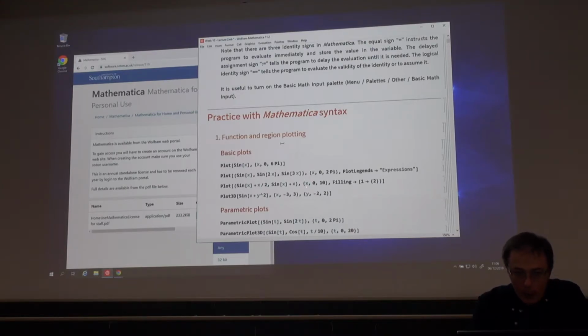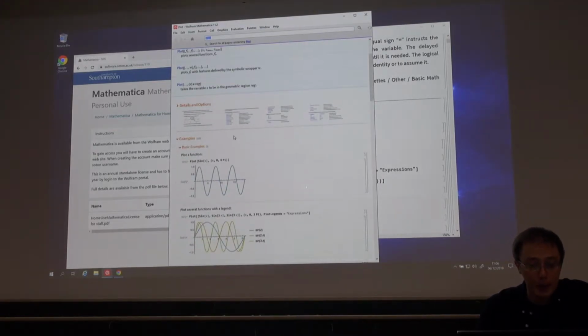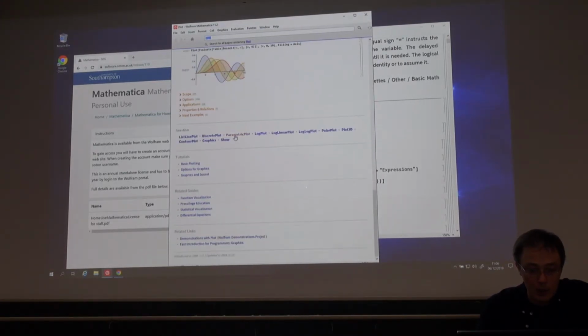We will all have the need to plot various things, separately, simultaneously, and so on. So the command is just Plot, and if you click on it and press F1, the standard button for help, it brings up the documentation, and the documentation is huge.